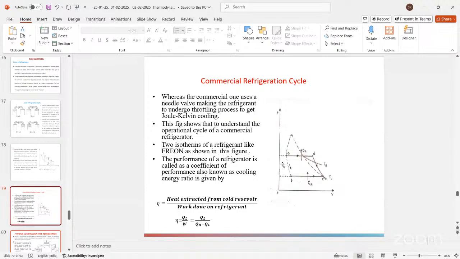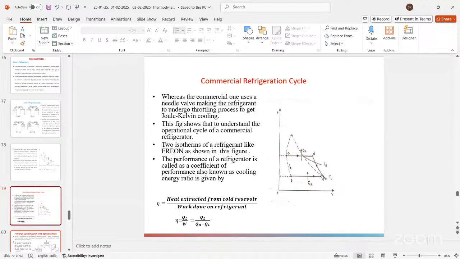Now from B to C, what will happen? Isothermal and isobaric evaporation starts, in which heat QL is absorbed by the refrigerant at the low temperature. Hence the refrigerant at the low temperature TL, we have come here.